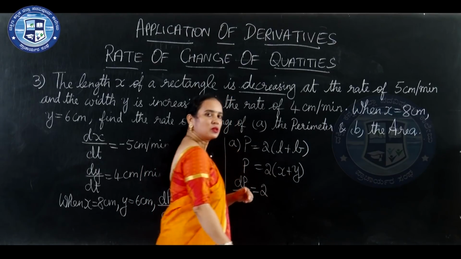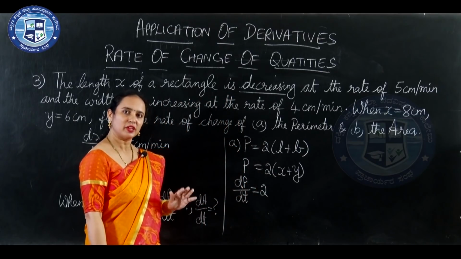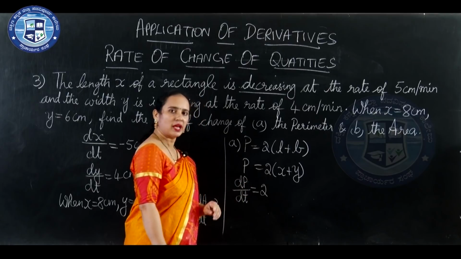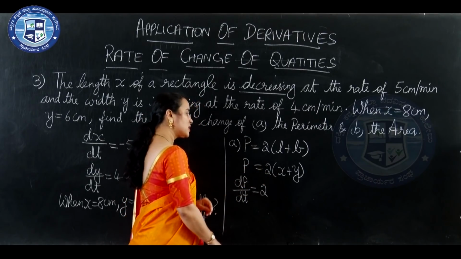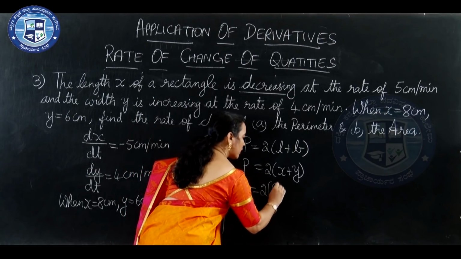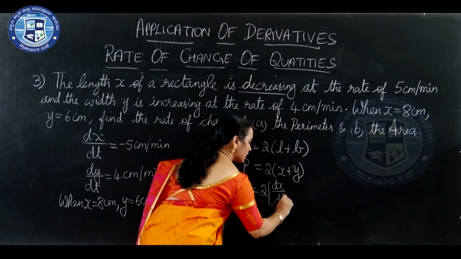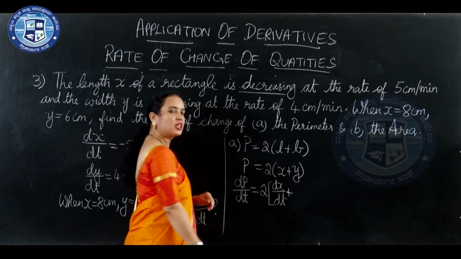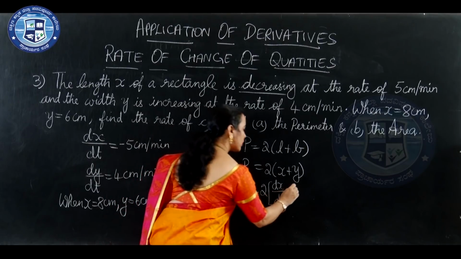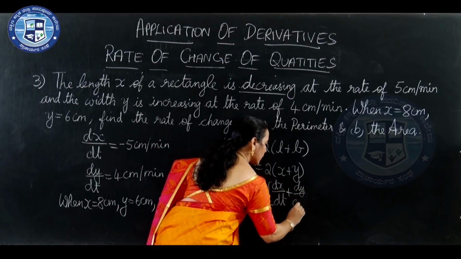Constant 2. So, constant in multiplication will remain as it is. So, keep 2 as it is. Differentiate x with respect to t. You will write it as dx by dt plus differentiate y with respect to t. You will write it as dy by dt.